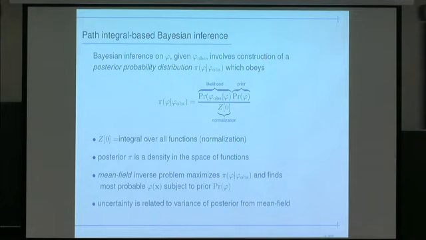So the mean field in the physics language would be the one that maximizes this, or minimizes the h that's in the exponent.